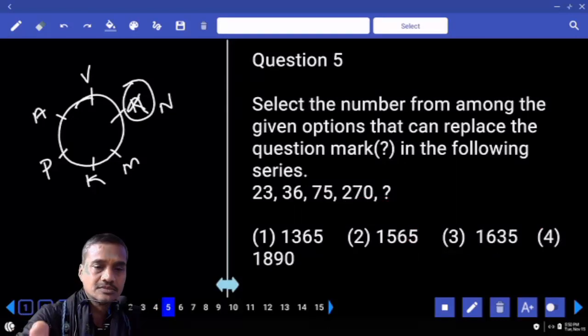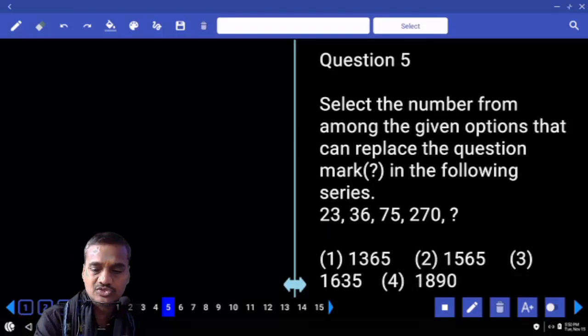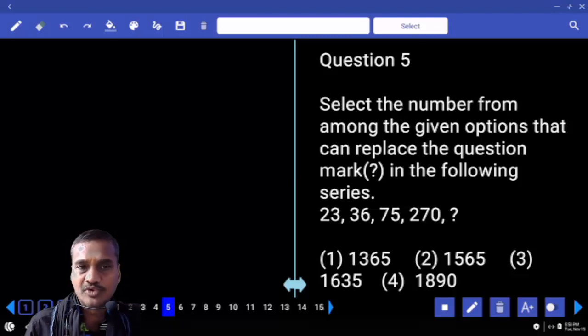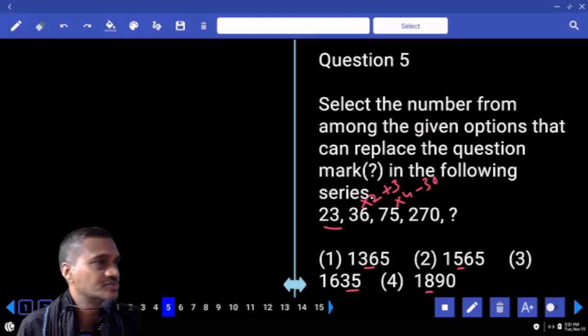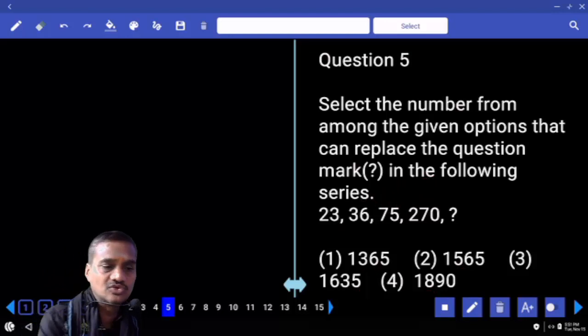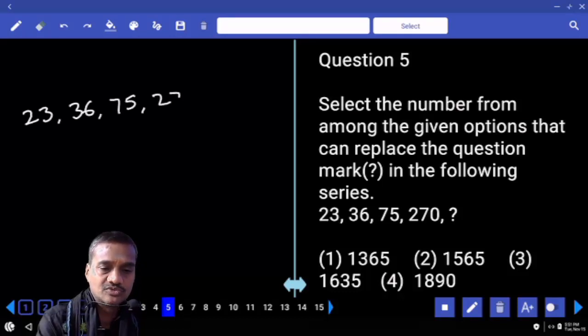Then the fifth one. Now 23 and 36, what is the difference? In general we need to check product or combination. 23 and 36, then 36 into 2 plus 3 is 75. And here 75 into 4 minus 30. Is there any specific pattern here? No specific pattern, hence product and difference are ruled out. Then what do we need to go for? Difference. 23, 36, 75, 270. Then what should be the next one?